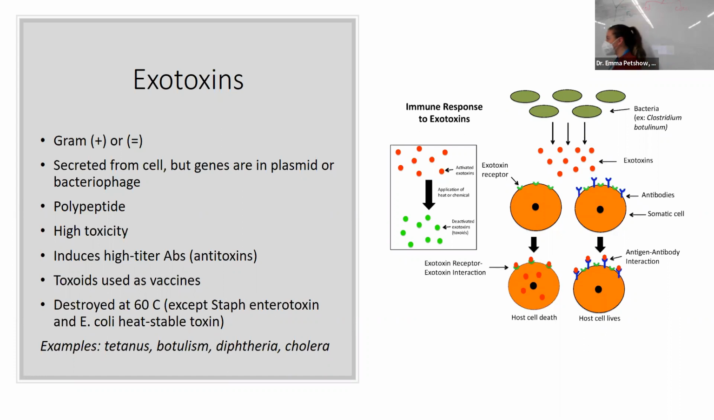It's destroyed at high temps, that's 60 Celsius, except for staph enterotoxin and E. coli. Those are heat stable or heat evading. So this would be a good differentiation pathway. But your common examples of exotoxin containing bacteria are your tetanus, your botulism, diphtheria, and cholera. Exotoxins, huge immunologic response, lots of antibodies. You're going to get a fever. You're going to get hot, because that's what can kill it or deactivate or denature it.